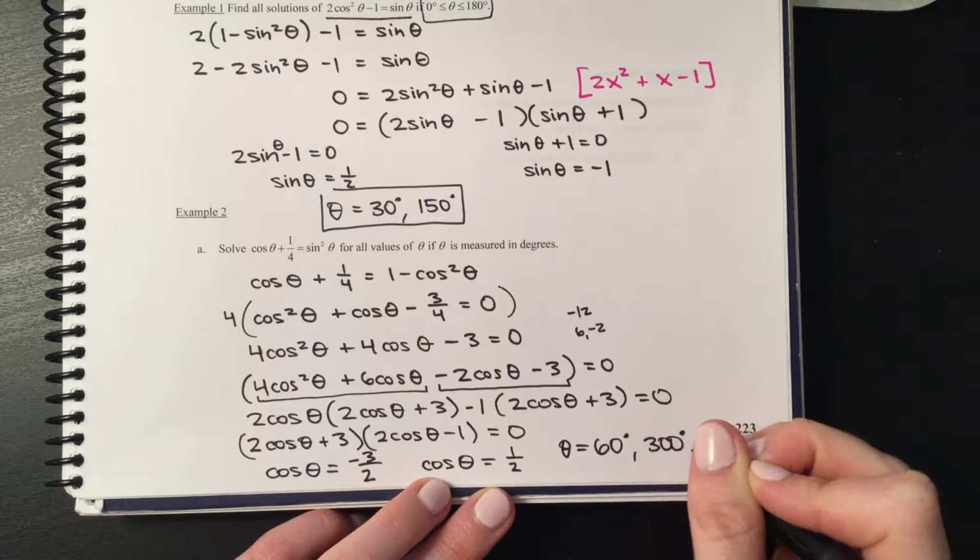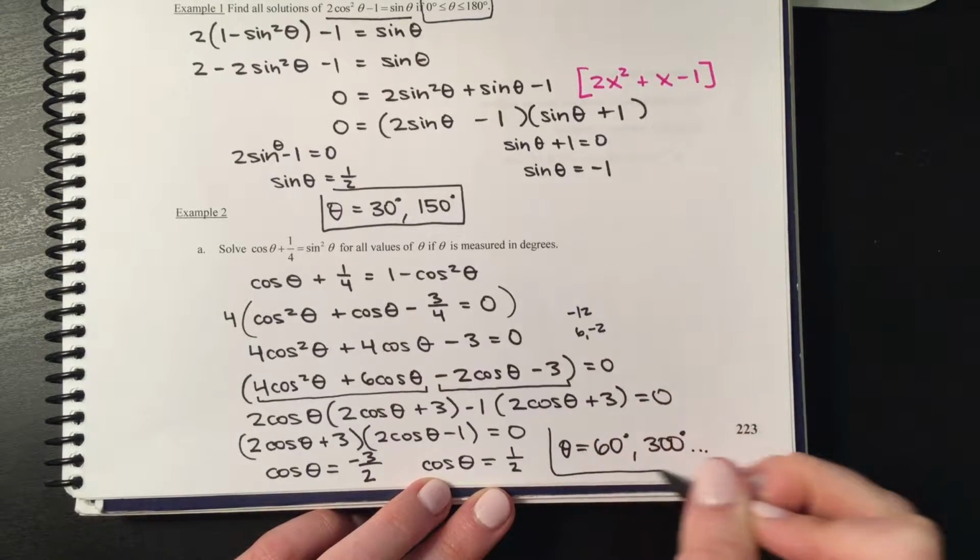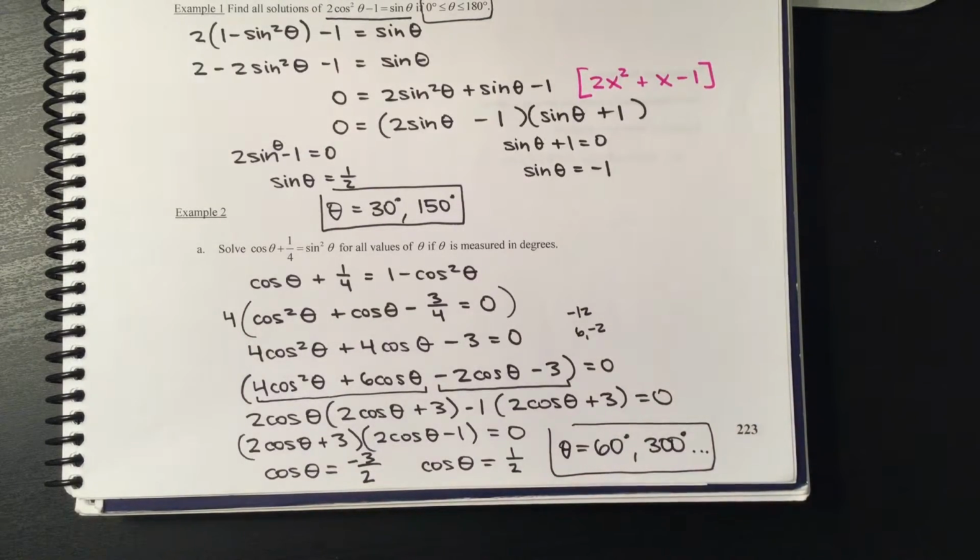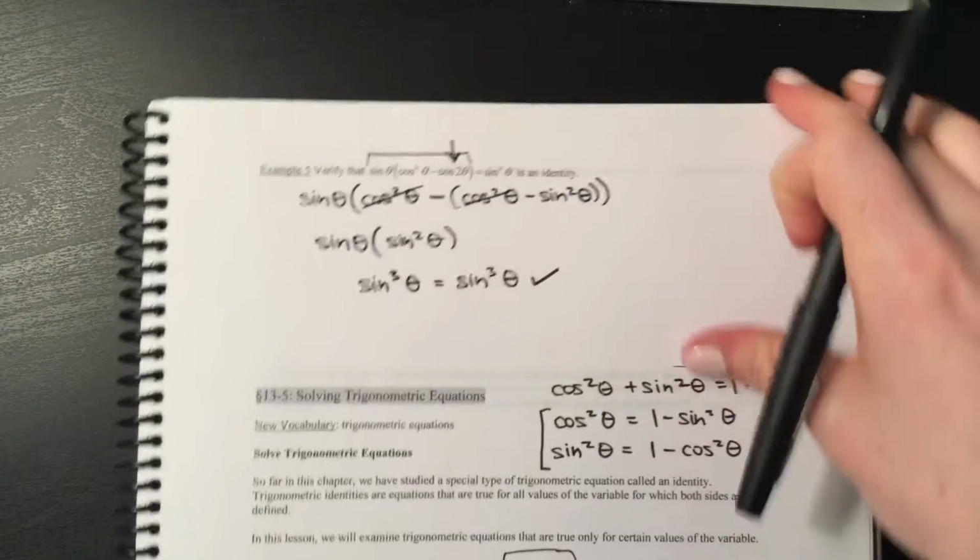And then they just kind of repeat themselves. You could go around the unit circle over and over and over again, but those are the two that you get just on your first pass of the unit circle. All right.